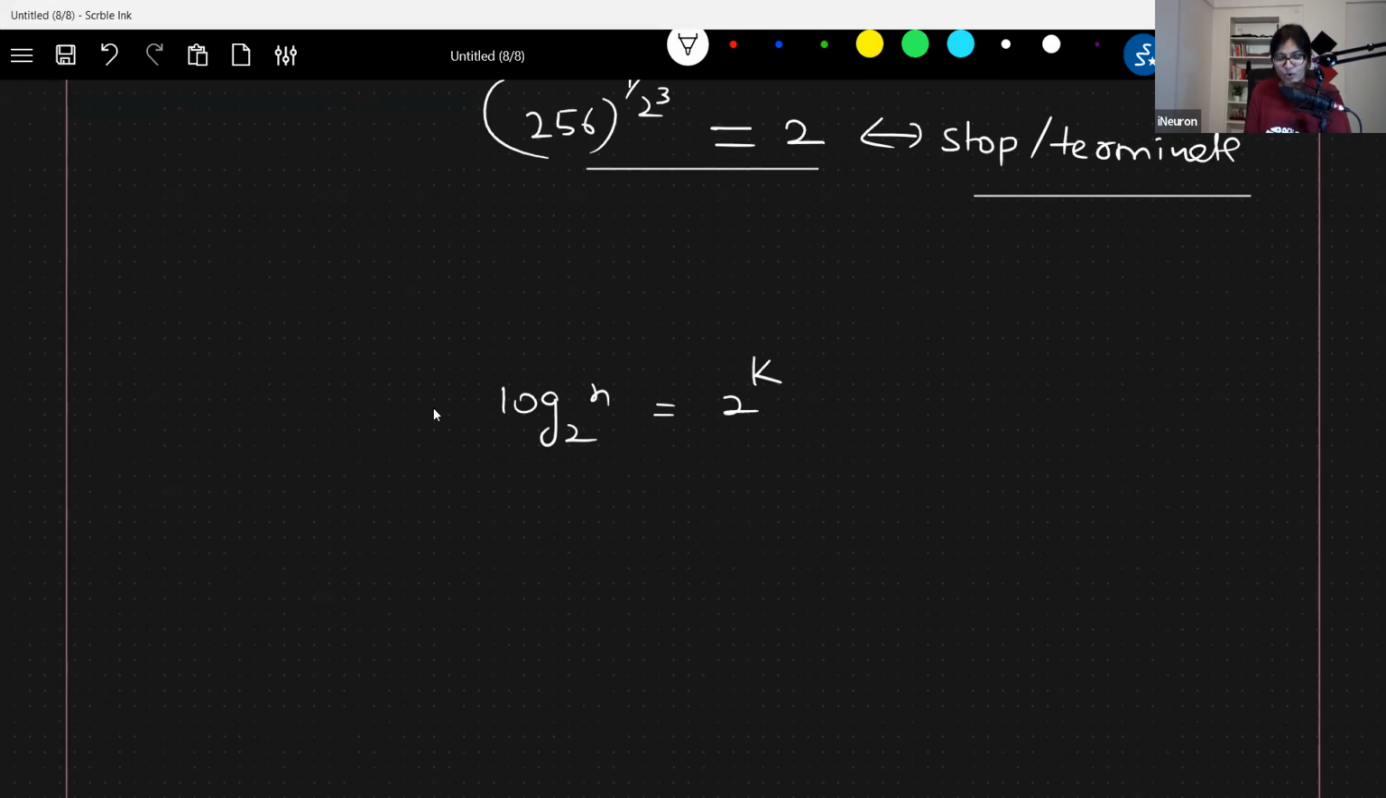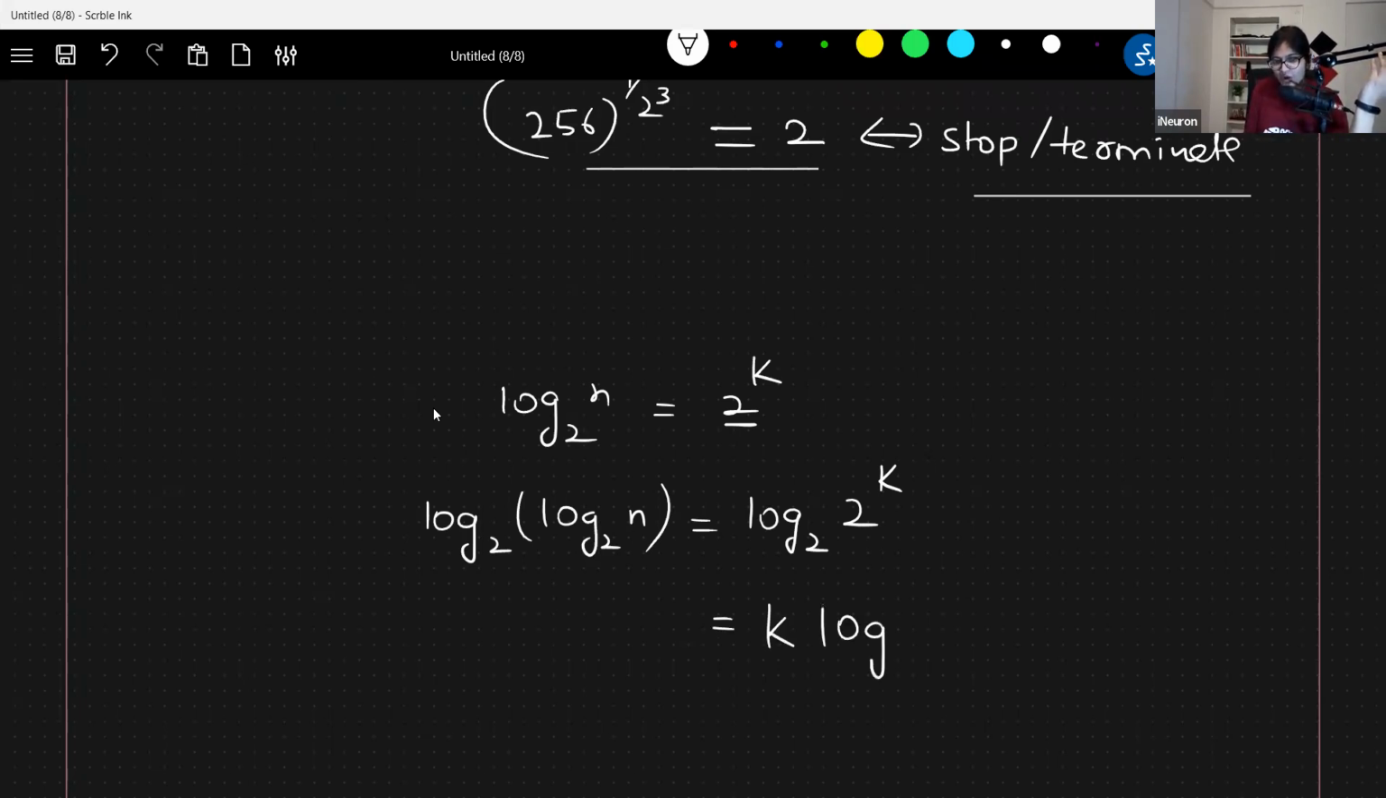Done. Now again, what I want is to get rid of this 2. So I have log of n base 2 equals 2 to the power k. Now I will again take log base 2 so that I get rid of this 2. So if I take log base 2 here, see what will happen. Again, the power term we can take upfront, so k comes upfront. Log of 2 base 2 will be here.